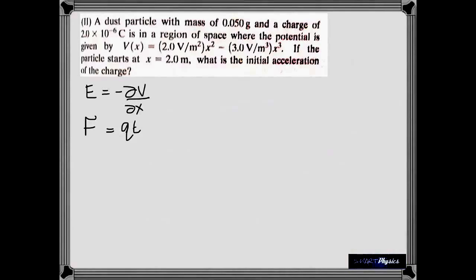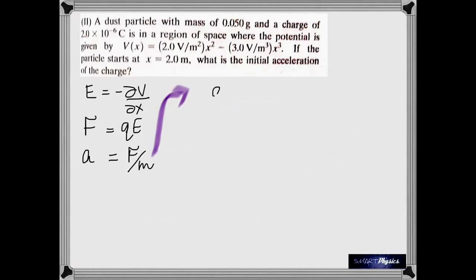F is Q times E. Acceleration is force by mass. Put them all together. Again, acceleration is QE by mass. And then the electric field is dV by dx.